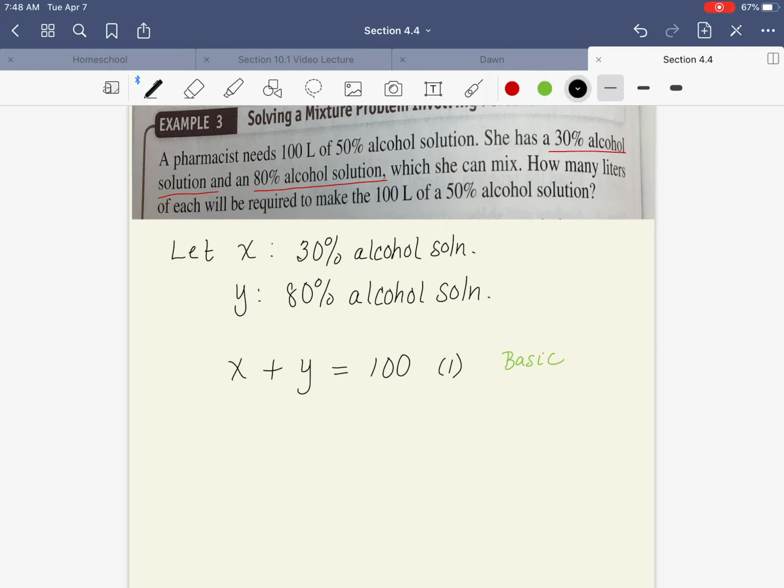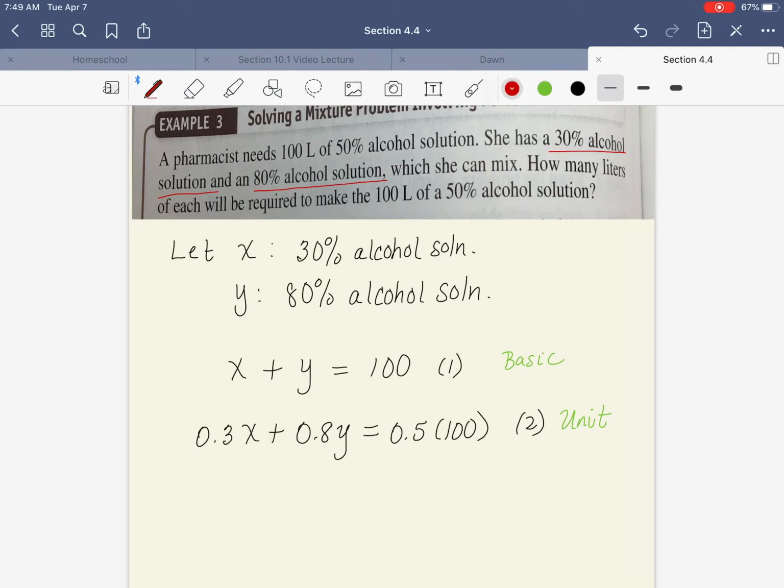So X is a 30% solution, so you write 30% as 0.3 as a decimal, or 0.30. And you write 80% as 0.8. All right, and then I want 100 liters of a 50% solution. So that is going to be 0.5 times 100. So you have your basic equation, then you have your unit equation. We can do substitution, we can do elimination. How about we do elimination on this one?